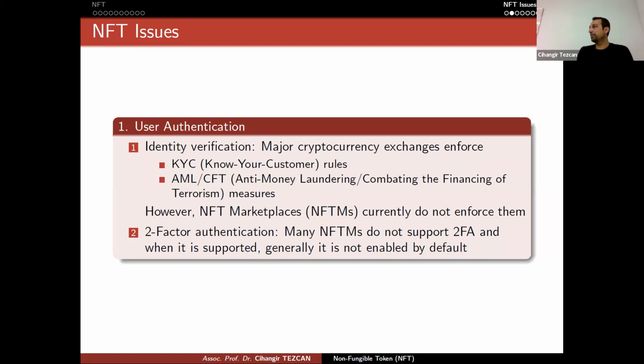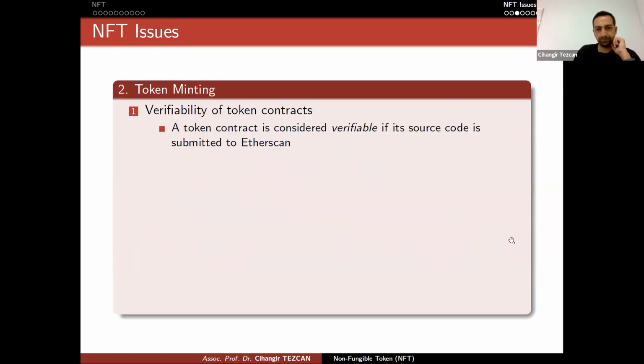private keys to them. So if somebody guesses your password, they can capture your private key. And with that, they can transfer all of your NFTs or all of your cryptocurrencies to their accounts. So this kind of attack happened in some of the marketplaces. And after that, they put two-factor authentication and so on. But again, in some of them, this is not enabled by default.